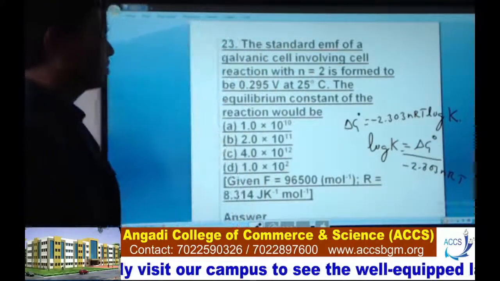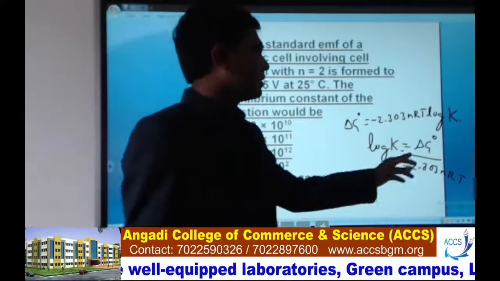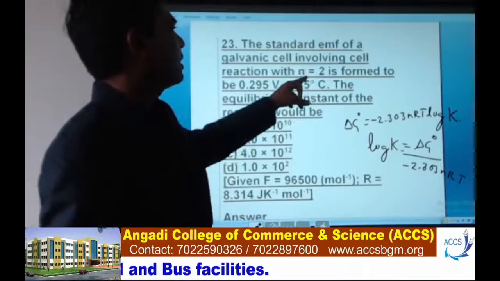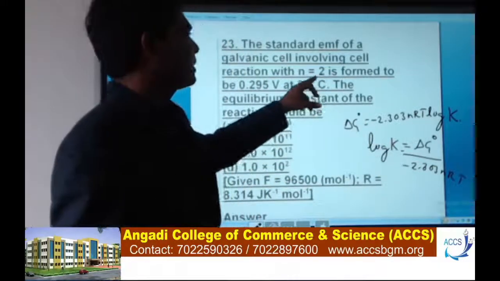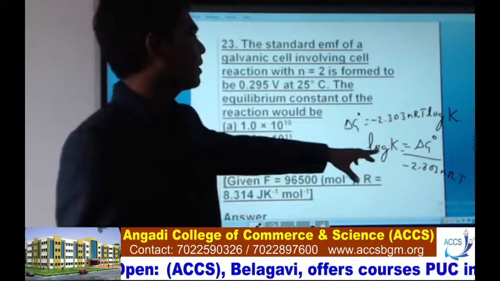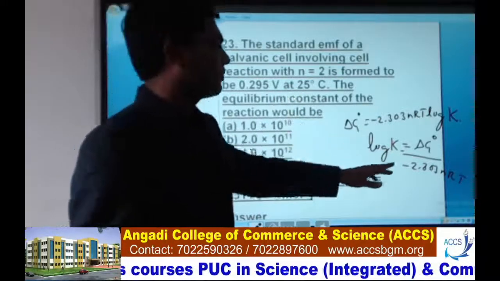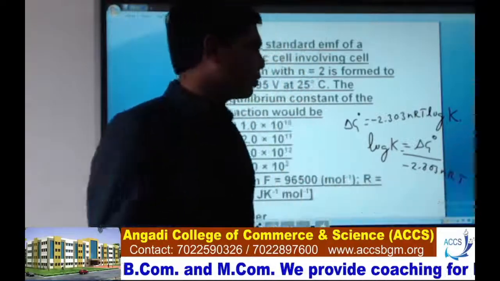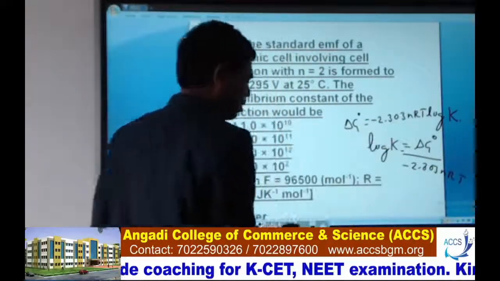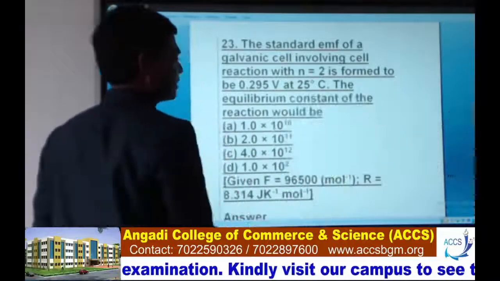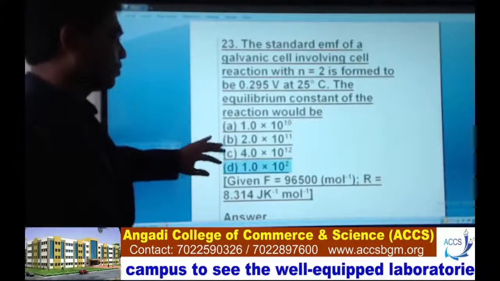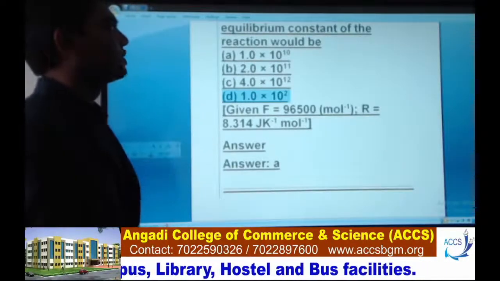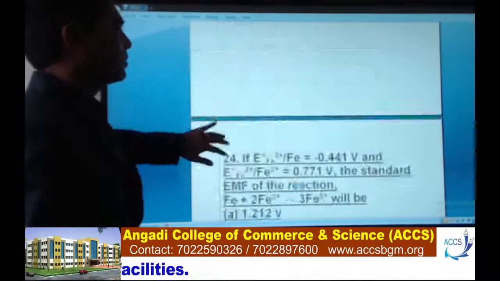What data are given here? Delta G naught is not given; you have to calculate it, and n is equal to 2. At equilibrium, delta G naught is 0 only. Next, 2.303 is a fixed value. R value is given as 8.314. Temperature you are taking as 298 Kelvin. Substitute all that, and what will be the answer? Let's see the options 1, 2, 4, 1. So the answer for this one is A, that is 1.0 into 10 raised to 10. Like this you have to calculate.